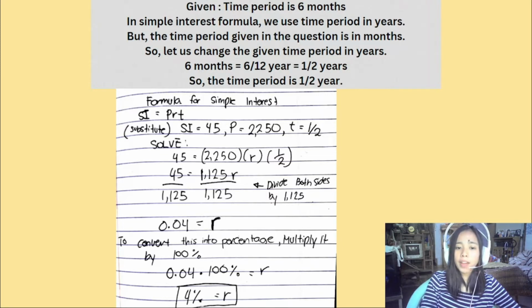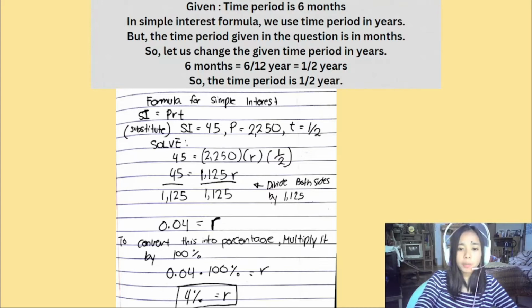In simplifying, divide both sides by 6. So we will have 1/2 year. So 6 months is half of 1 year because in 1 year there are 12 months. Now that the time period is 1/2 year, let us now solve for the rate.